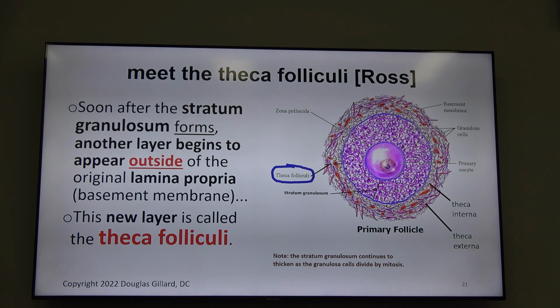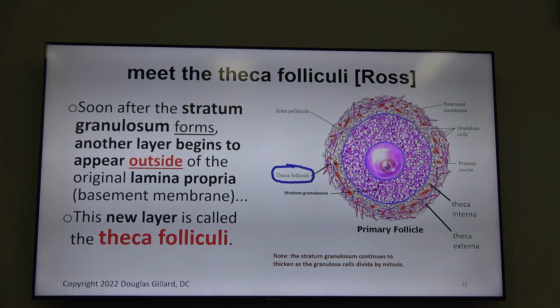All right, new structure. You ready for a new structure? So now we need to talk about what happens outside this basement membrane. We got some new stuff that's forming out here. Right after this stratum granulosum forms, we got new stuff forming outside that basal lamina. And this is called the theca folliculi. Theca folliculi. So all this stuff, theca folliculi.